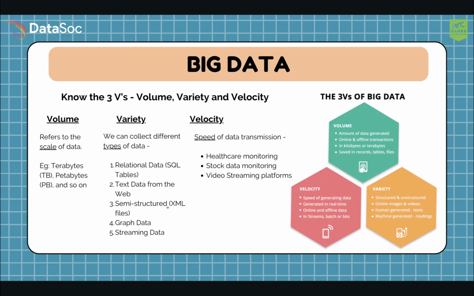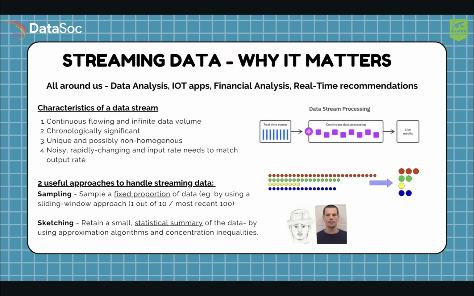It could be graph data, or it could even be streaming data. And velocity refers to the speed of the data transmission. This is usually real-time data, such as in healthcare monitoring, stock data monitoring, and video streaming. So we'll have a closer look at streaming data.